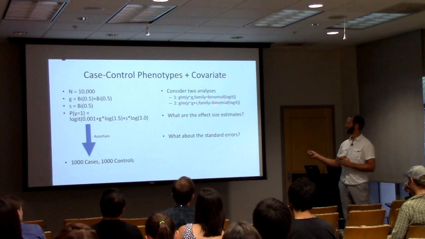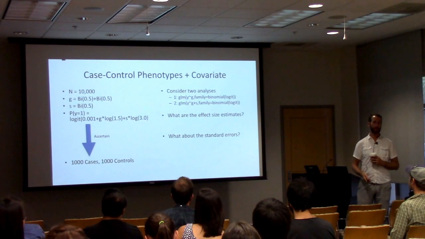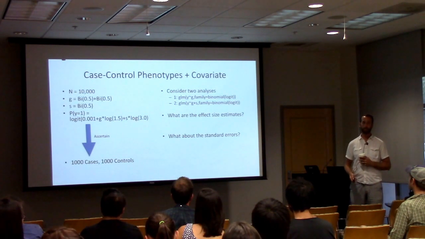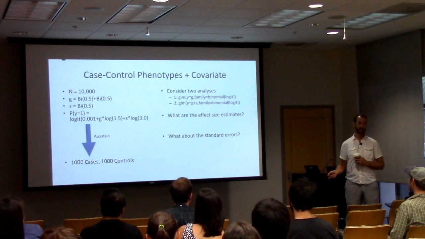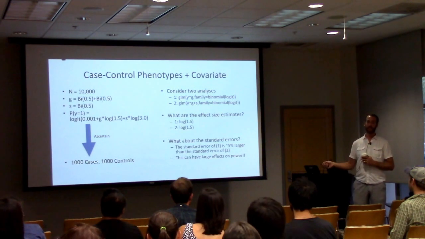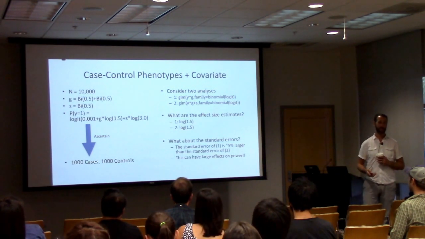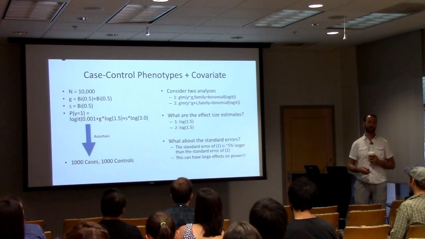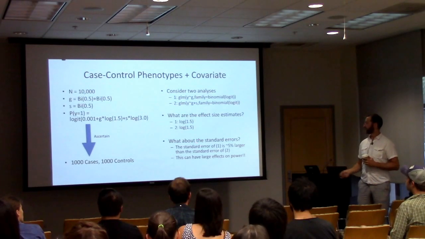Okay. So the question is, what are the effect size estimates? Does anyone have a guess? All right, and what about the standard errors? Well, if you don't have a guess for the first, you probably won't have a guess for the second. So the answer is, we're still cool. We still get unbiased estimates of the effect size, so that's really nice, because sex and genotype are independent. The problem is the standard error.